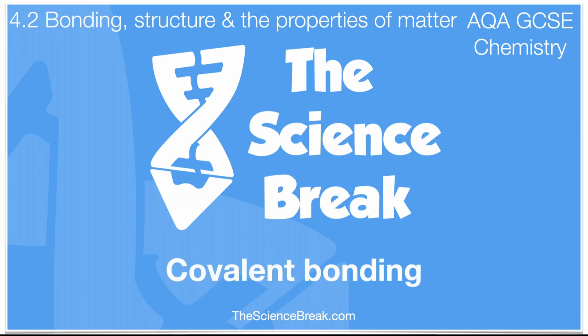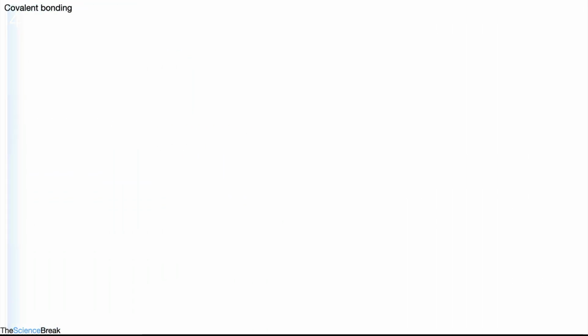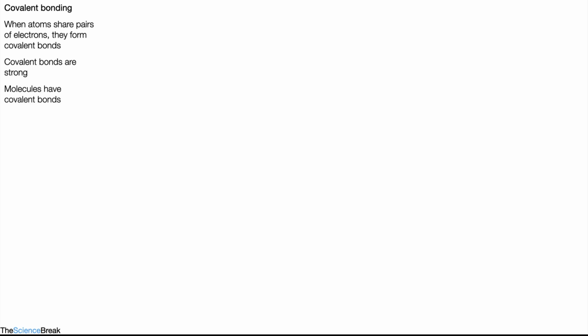Let's take a look at covalent bonding. When atoms share pairs of electrons, they form covalent bonds. Covalent bonds are strong, and all molecules have covalent bonds. We associate the word molecule with covalent bonds, so therefore ionic structures do not have molecules.